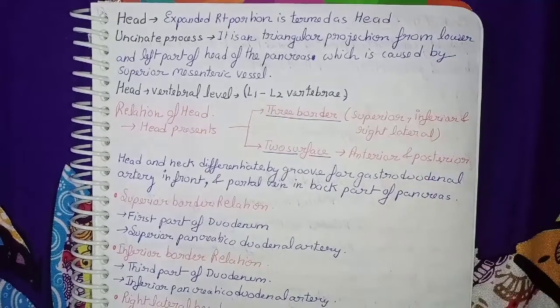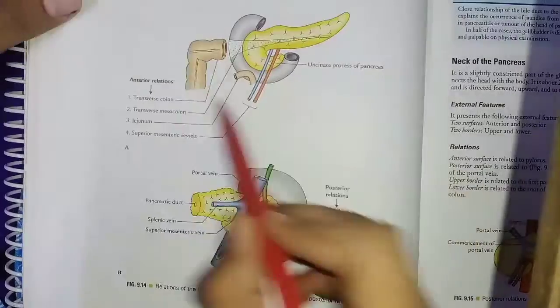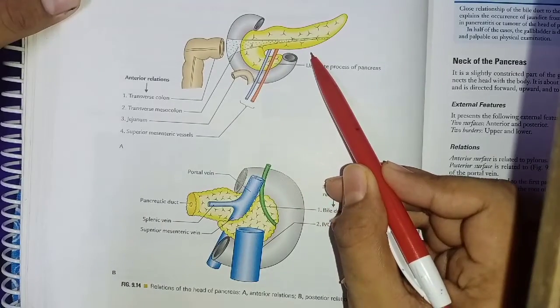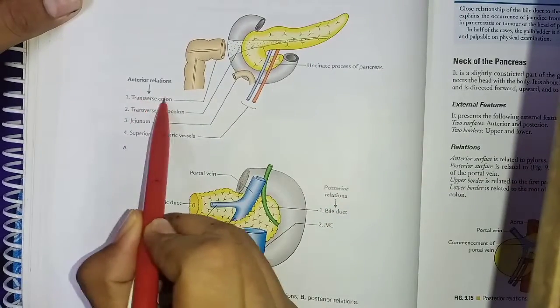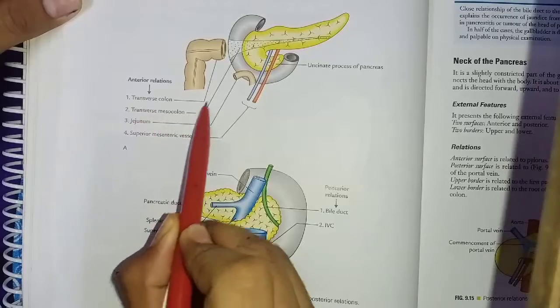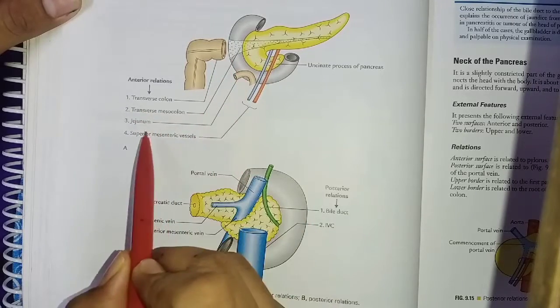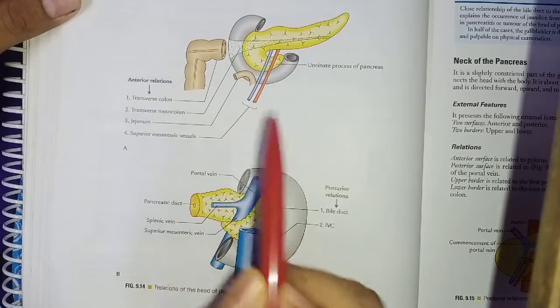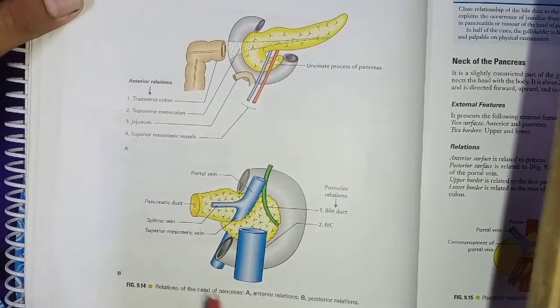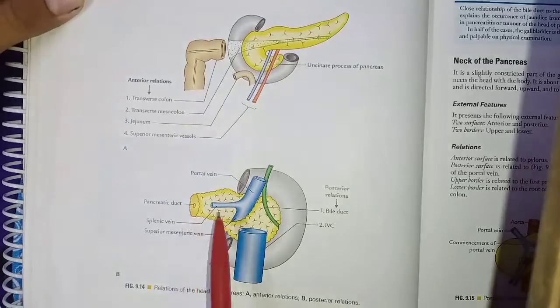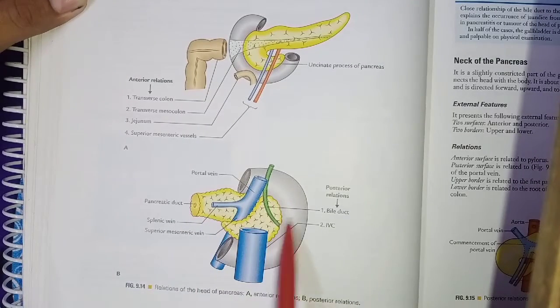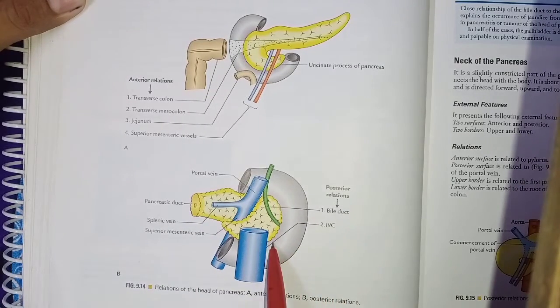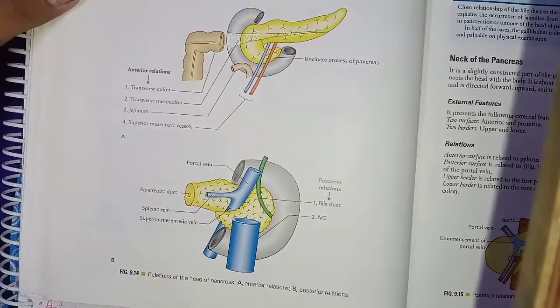Now coming to the relation of head. So this is the anterior relation of head, which consists of transverse colon, transverse mesocolon, jejunum and superior mesenteric vessel, which consists of artery and vein. Now coming to the posterior relation. You can see the posterior relation. This is the bile duct and this is the inferior vena cava. This is the posterior relation.